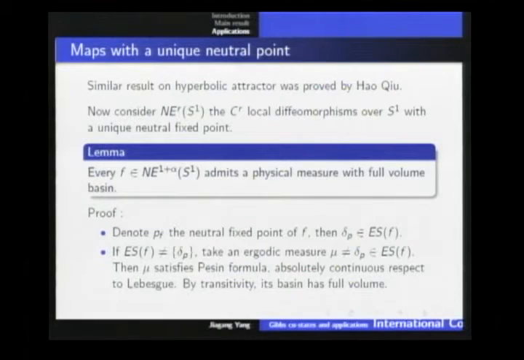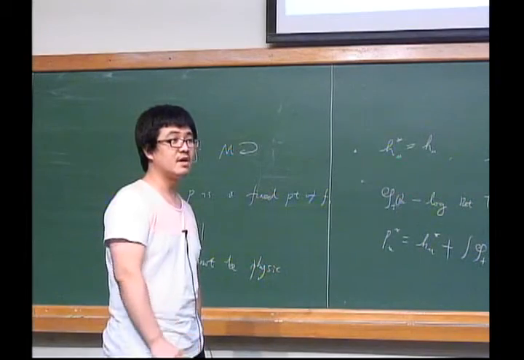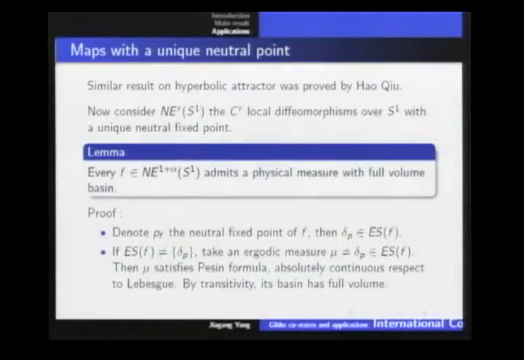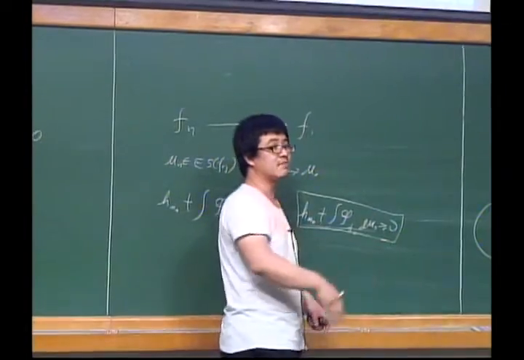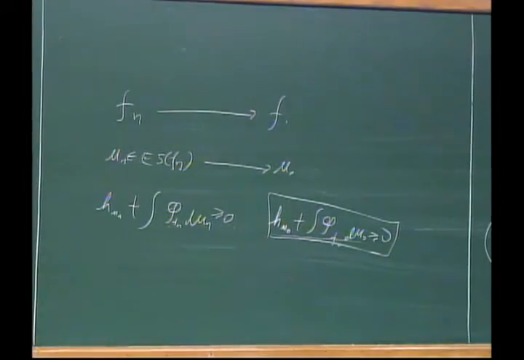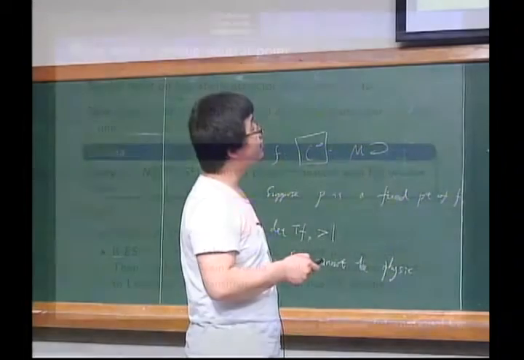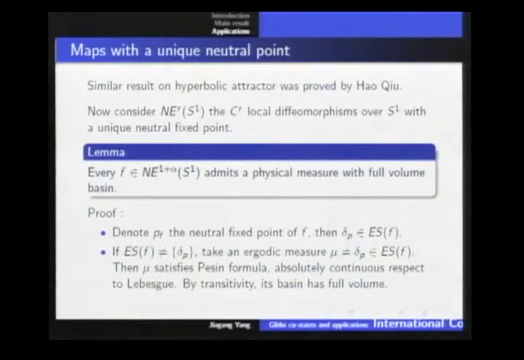If it's not unique, you take another ergodic measure, different. And then what do we know? By the same argument as before, you can show this measure satisfies the Pesin formula. Why? We repeat the argument here. The quantity should be larger or equal to zero by the definition of the equilibrium state, and it should be smaller or equal to zero by the Ruelle inequality. So this should satisfy the Pesin formula, again by Ledrappier-Young, which should be absolutely continuous with respect to Lebesgue on some part.